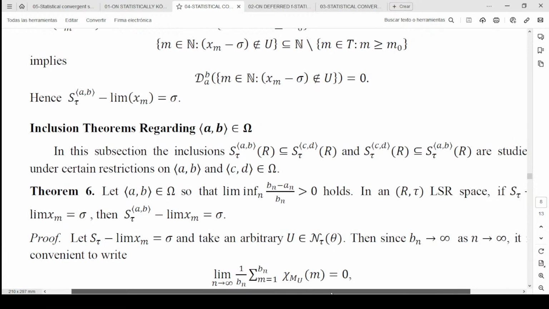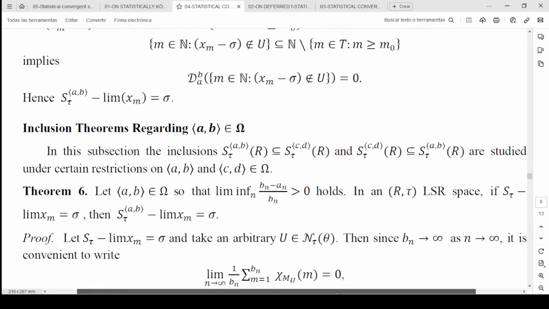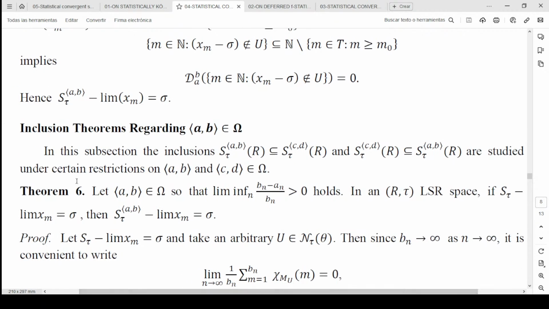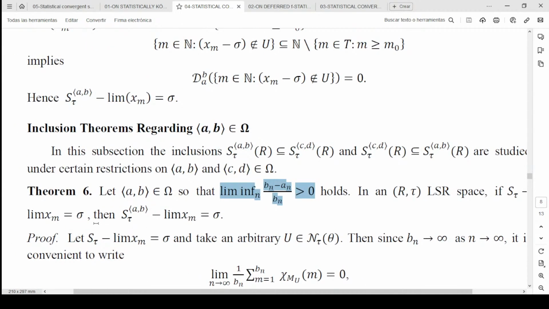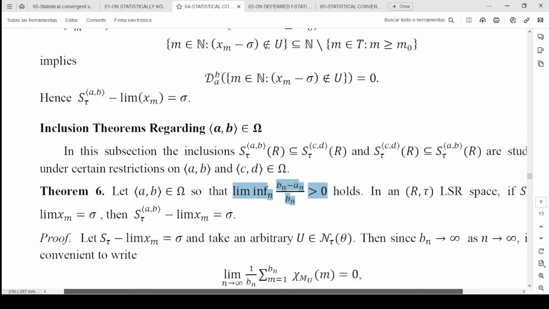So here we give some inclusion theorems between different types of deferred statistically convergent sequences in a certain locally solid Riesz space. If we have two deferred pairs, and if this holds, then if the statistical tau limit of x_m equals sigma, then the statistical tau limit with the second pair of x_m is sigma.